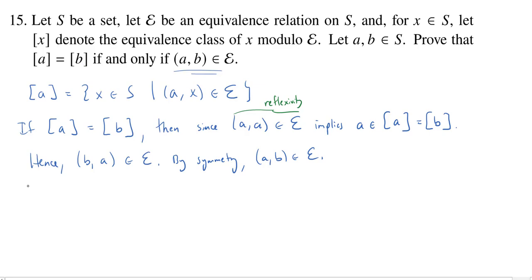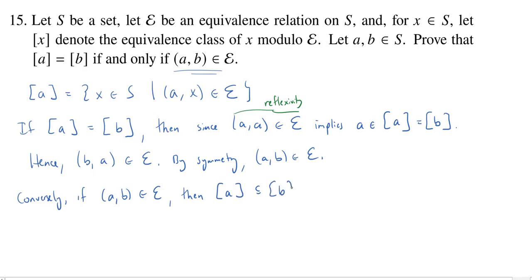Okay, let's try to show the converse direction. So conversely, if (A, B) is an element of E, we'd like to show that A and B generate the same equivalence class. So this requires us to show that every element in the class of A is an element in the class of B and vice versa. We're going to show one direction, and the other will just follow by the exact same argument with all the letters switched. So we want to show, for example, that the class of A is a subset of the class of B.